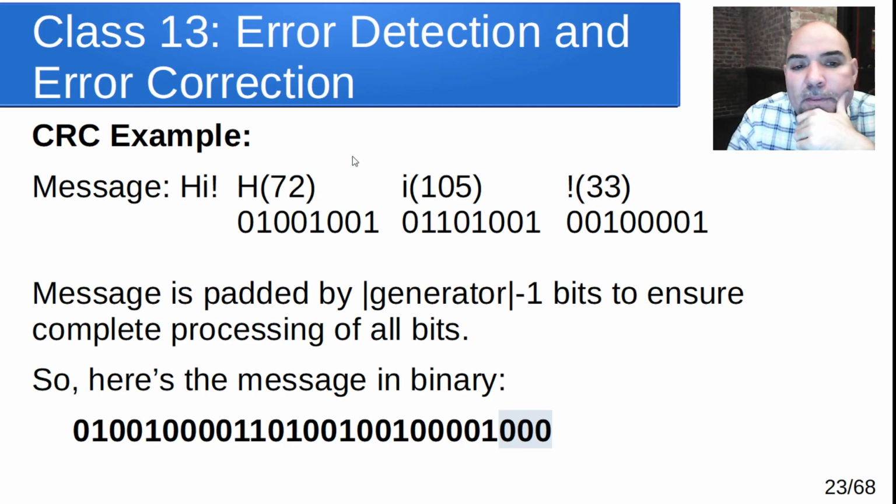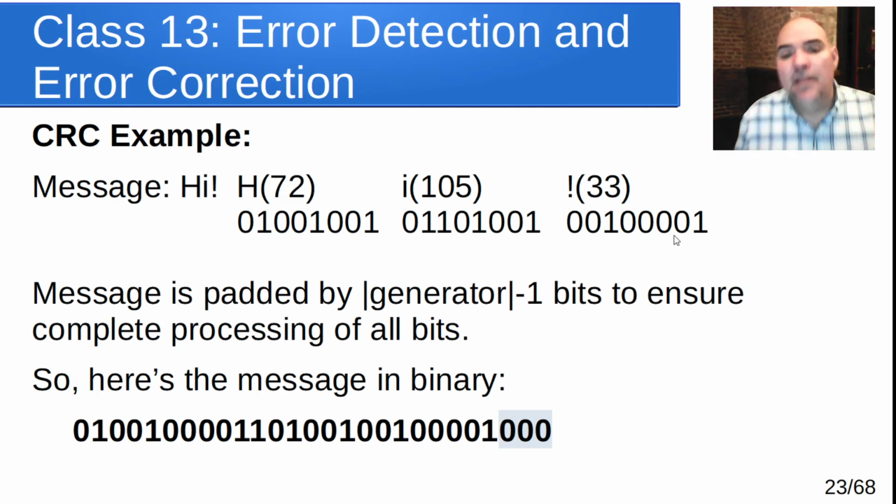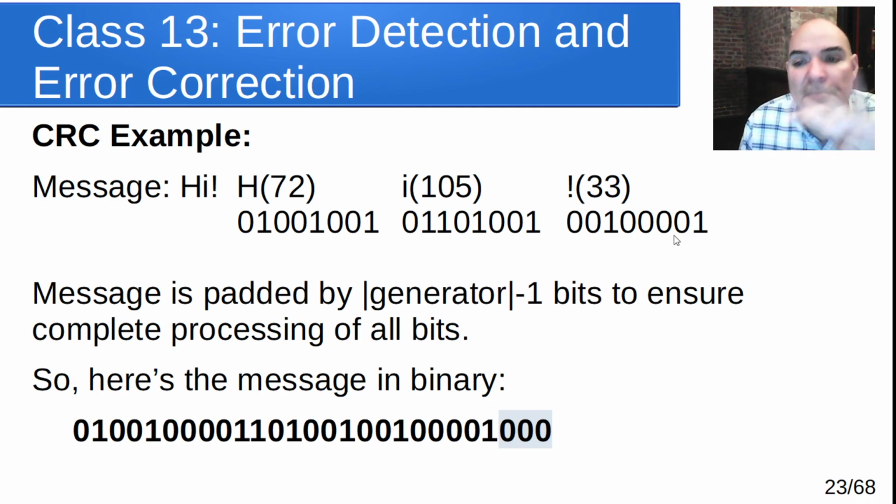And if you look at those in decimal, 72, 105, 33, those look like this in binary. So we're going to make that one big long binary number. And then what we're going to do is pad that at the end by the length of the generator. In our case, we're going to use just a 4-bit generator to make it easy to follow. The padding is that number of bits minus 1, so 4 bits minus 1 is 3. We add 3 zeros on the end. So here's my entire message.